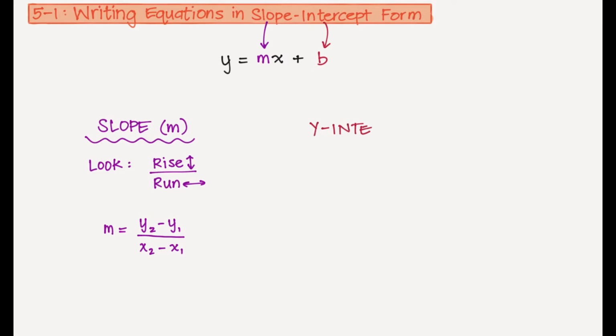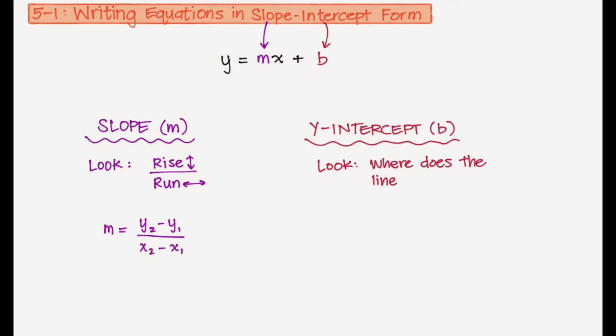For the y-intercept, again, if you have a picture, it's very straightforward. You can just look at the line and ask yourself, where does the line cross or intersect the y-axis? And that is the y-intercept. But if you don't have a picture, maybe you have a point where the x value is 0. Well, the y value then is going to be your y-intercept.